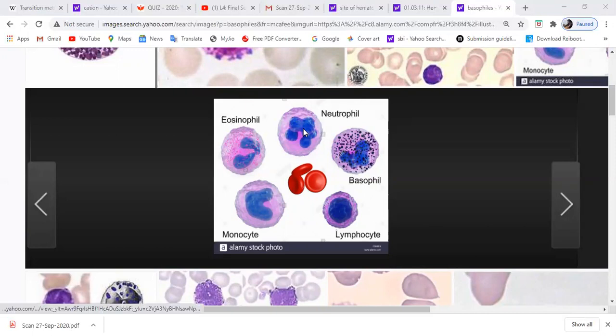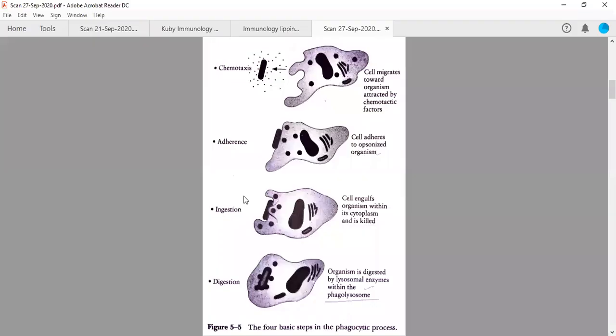Are you able to understand? This is not the nuclear staining. Actually, we are staining the cytoplasmic granules. We are staining the cytoplasm. All right. If you are able to understand this, then come back to this particular diagram.